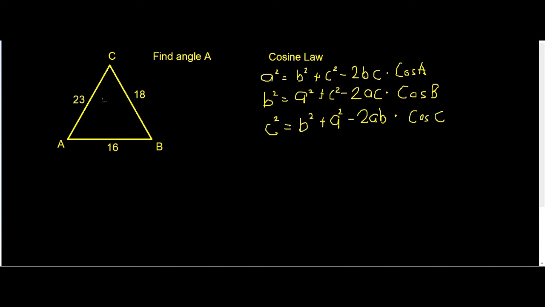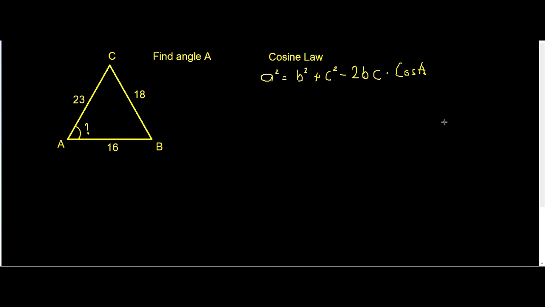Now, in this one, sabi, find angle A. Itong angle na to ang hahanapin natin. So, how do we find angle A using cosine law? We have to use this one. Itong A. Since cosine A, yun ang present. So, yun ang gagamitin natin. We don't need this one muna. This one we will use.